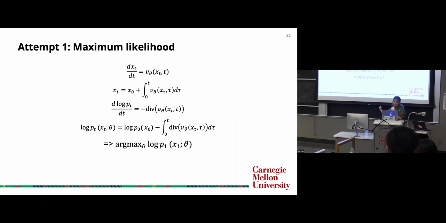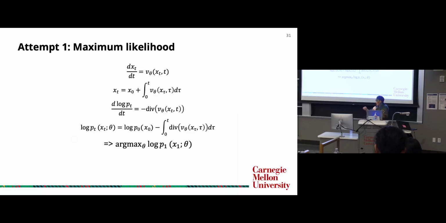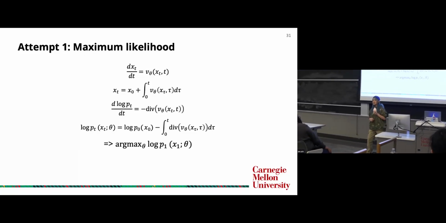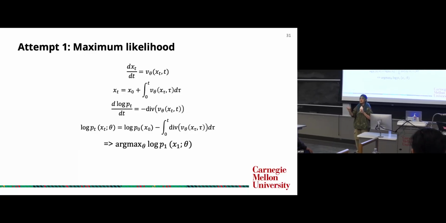Because you have a formula to calculate the log likelihood at any point of the trajectory, obviously you can also calculate the log likelihood of the endpoint, right? So you just do argmax of the likelihood. What could be a problem here? Yeah. You don't have access to P0 of X0. Well, we do. We can define that. We define P0 to be a Gaussian, for example. That's fine. Yeah.